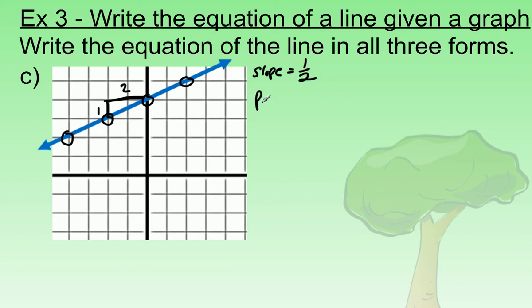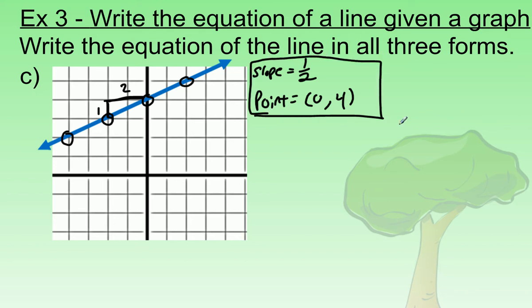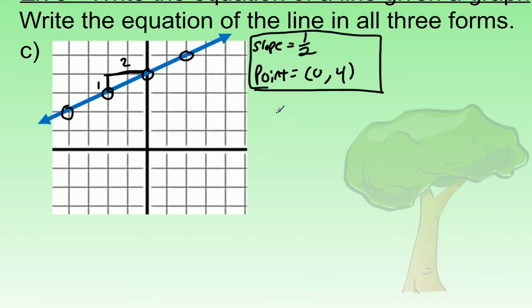My point, I can pick any of them. None of them are really close to the origin, so I'm going to pick the one that has a 0 in it, this guy here. That's the point 0, 1, 2, 3, 4. So that's all the information I need. Now I go through and I do the work.